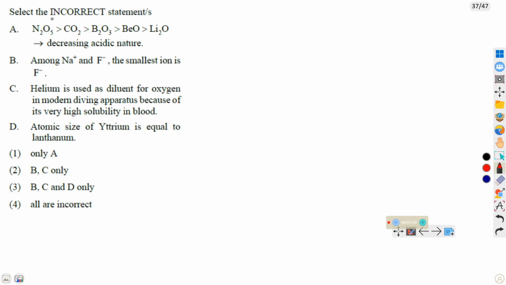Identify the incorrect statement. Decreasing order of acidic nature is given: N2O5 > CO2 > B2O3 > BeO > Li2O. First of all, these are the same period elements. Across periods, left to right, acidic nature increases. So this is a correct statement because they are same period elements.